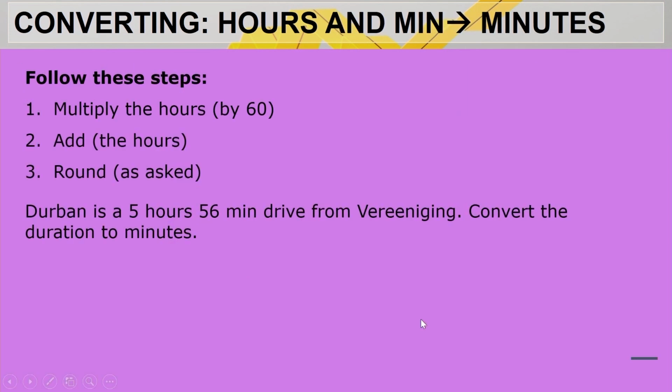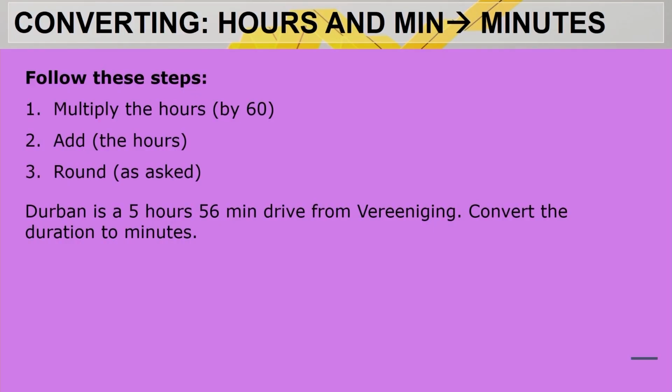And now we want to go to minutes. So we've got hours and minutes, and we want minutes only. Instead of 2.5 hours, we want to use minutes only. So what do we need to do? The opposite of the previous example. We are now going to multiply the hours, and then we're going to add, and we're going to round.